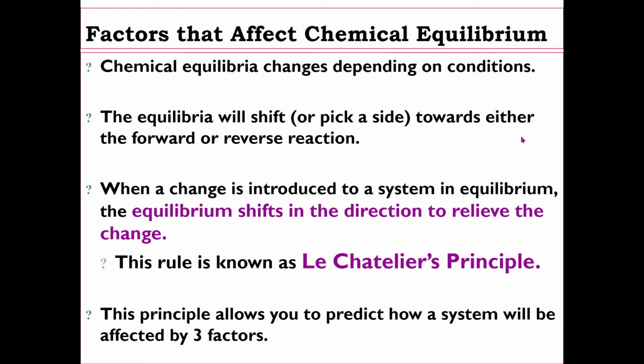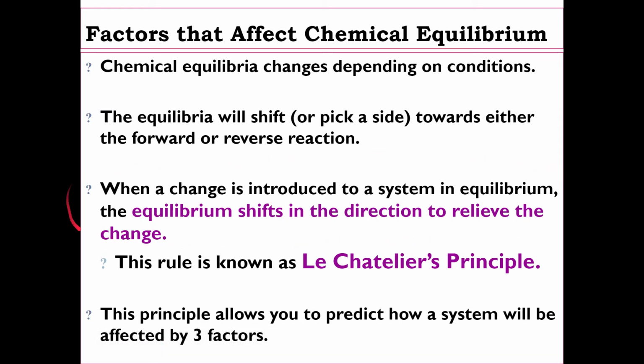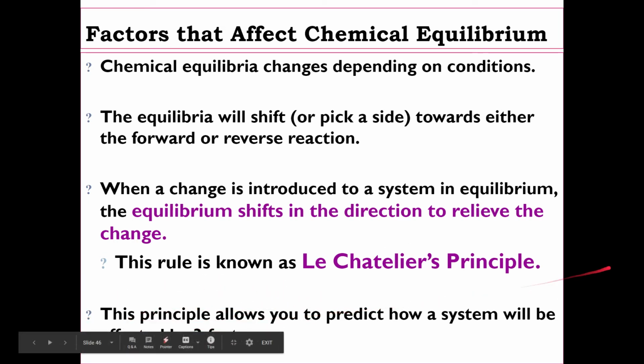So Le Chatelier's principle allows us to predict how a system will be affected by the three strongest reactants. Well, no, it's just the thing above it. It's when a change is introduced to a system in equilibrium, the equilibrium will shift in the direction to relieve the change. That's this part right here. Actually, I need a pointer. This part right here is the definition for Le Chatelier's principle. This is what Le Chatelier's principle allows us to do in chemistry, the bottom stuff here.